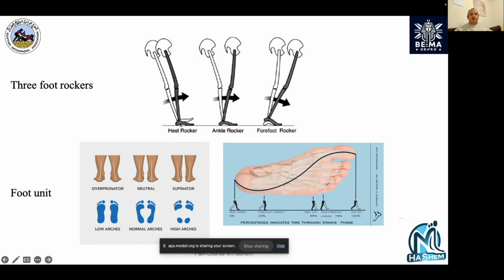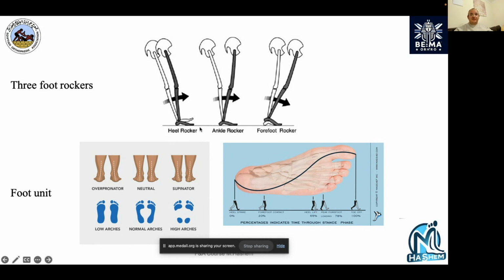So when you have a look at the left side, the first thing to touch the ground is the heel. The movement at that stage is coming from plantar flexion of the ankle or passive dorsiflexion of the distal tibia. Then the ankle rocker is when you load the whole foot. Then the forefoot rocker is when you elevate, start to toe off, and the foot is coming off the ground and all your load is going through the forefoot.